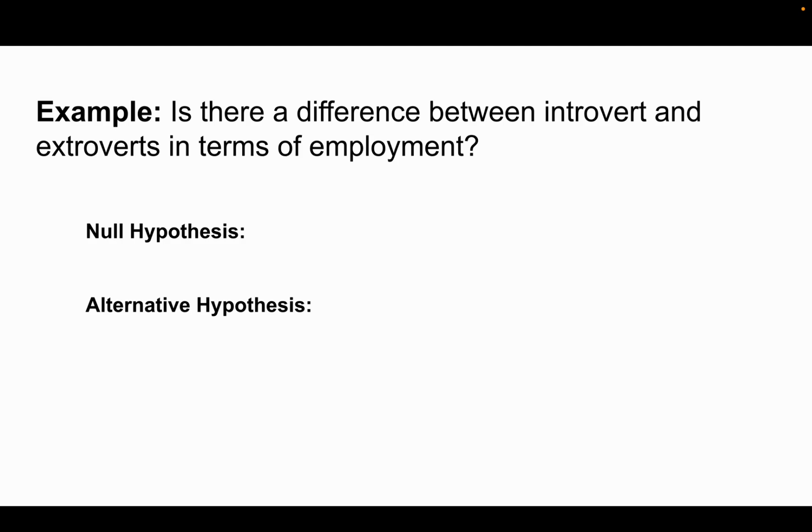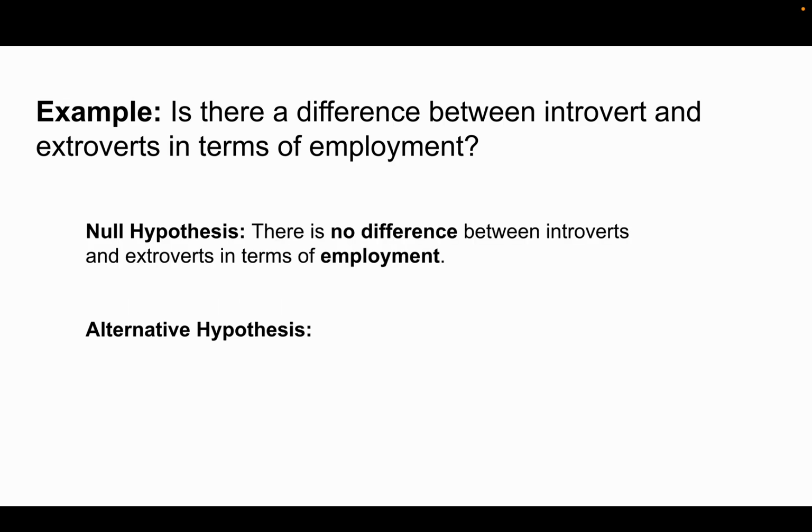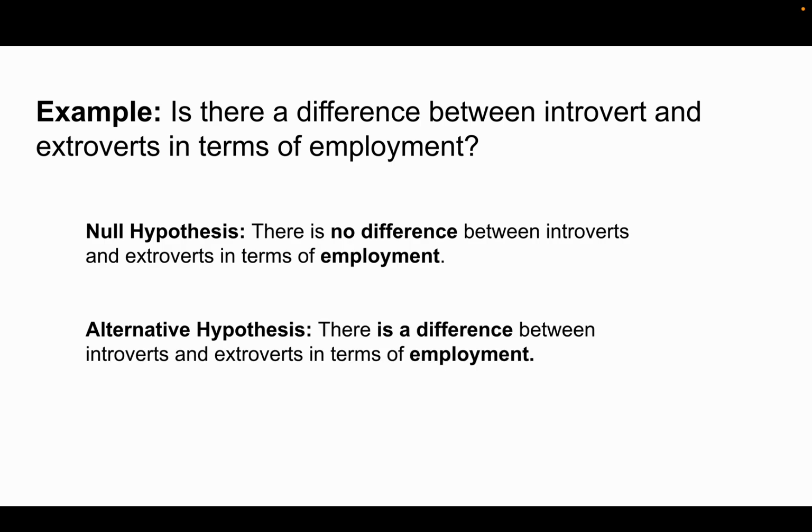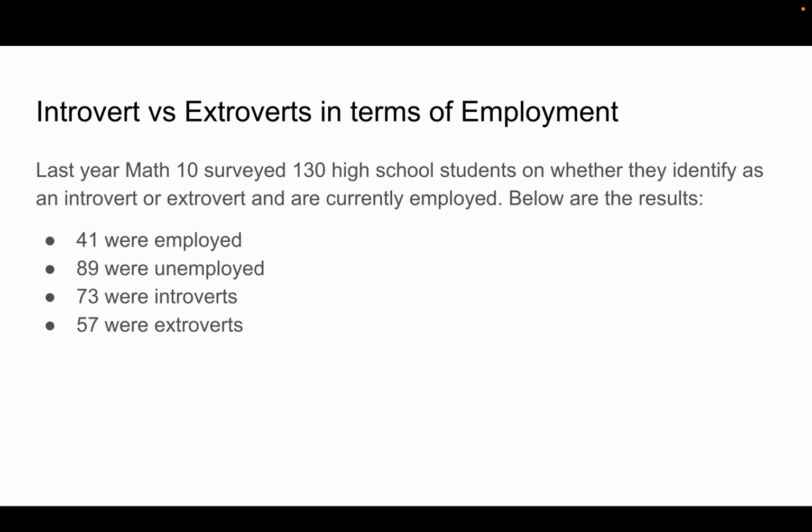And so before we do anything, we need to have our null and alternative hypothesis. The null hypothesis would be there is no difference between introverts and extroverts in terms of employment, while the alternative will just be the opposite of that. There is a difference between introverts and extroverts in terms of employment. And so once we have that out of the way, let's look at our data.